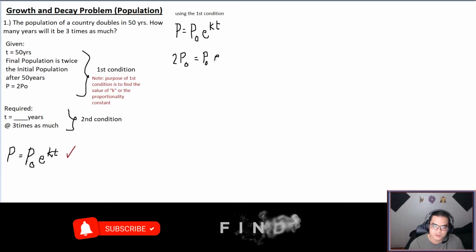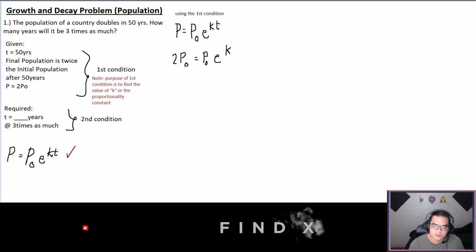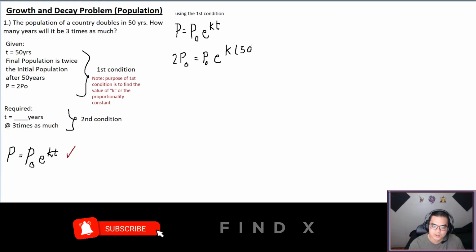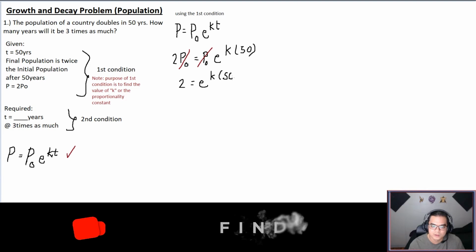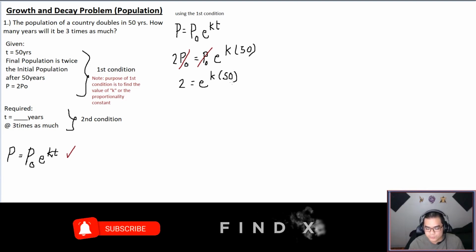This is e raised to k, and then your t must be equal to 50. As you can see, there's a P₀ on both sides, so you can cancel that out. So cancel this one and then cancel this one. You can have 2 must be equal to e raised to k times 50. And then again, the purpose of this one is to find the value of k. So we have to find the value of k here.